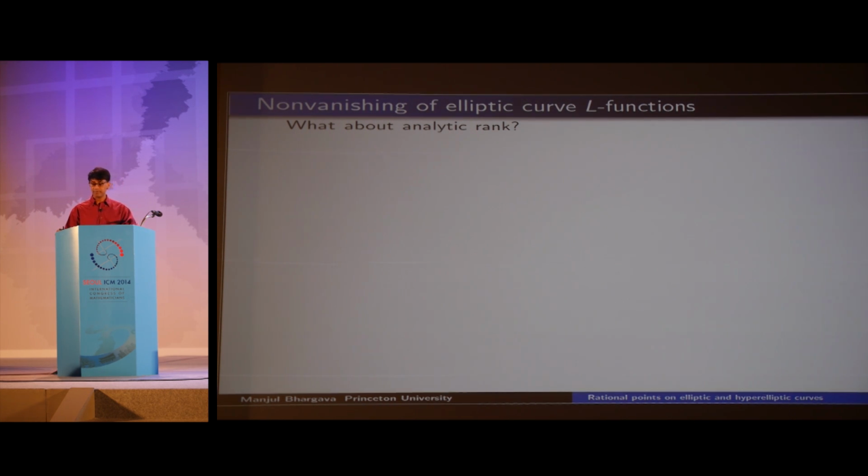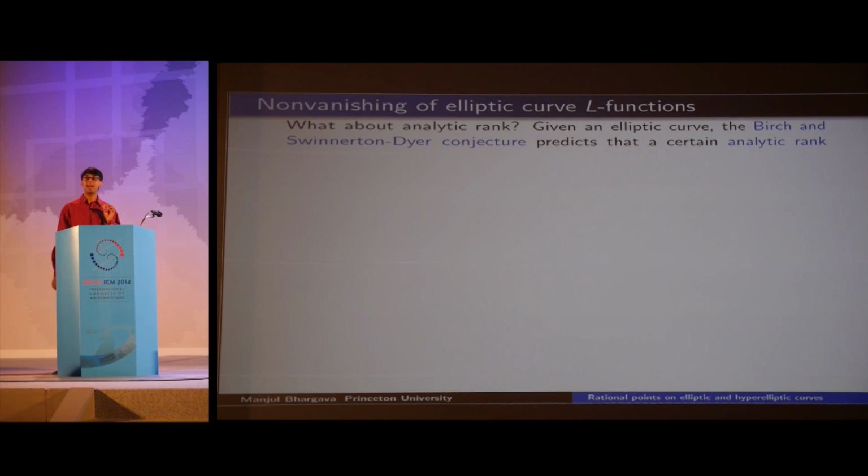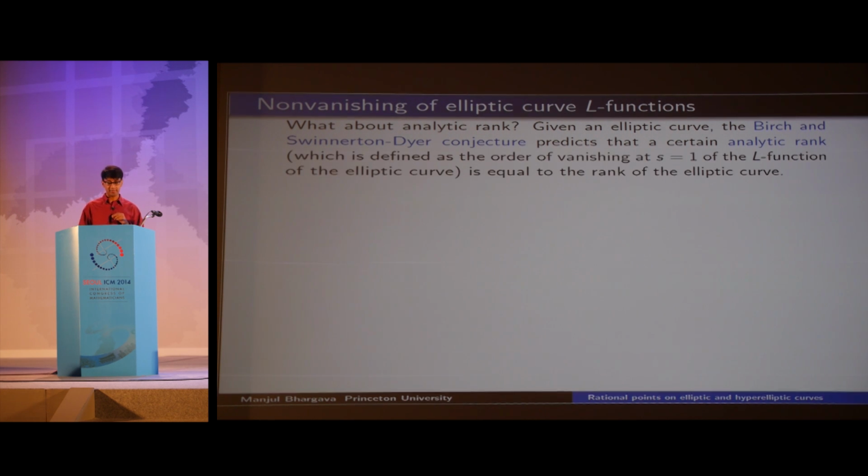What about analytic rank? So it turns out I defined an invariant called the rank. There's another invariant of elliptic curves called analytic rank, which I won't define precisely, but given an elliptic curve, the Birch-Swinnerton-Dyer conjecture predicts something about it. This analytic rank is another invariant of an elliptic curve defined analytically instead of algebraically. It's defined as the order of vanishing at s equals 1 of a certain complex analytic function called the L function of the elliptic curve. So using an elliptic curve, you can define a complex analytic function, and you can look at the order of vanishing of that function at s equals 1. That's some integer greater than or equal to 0. That's called the analytic rank. And the Birch-Swinnerton-Dyer conjecture predicts that this analytic invariant called the analytic rank is equal to this easy invariant that we defined algebraically called the rank.